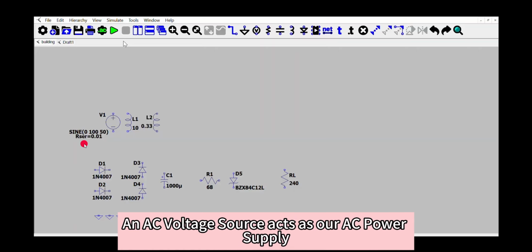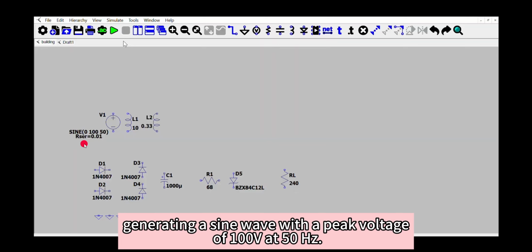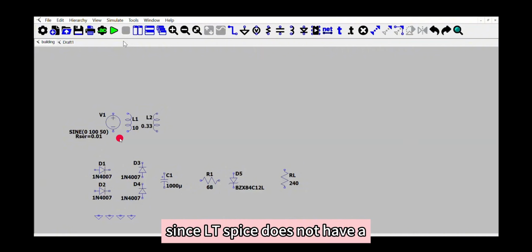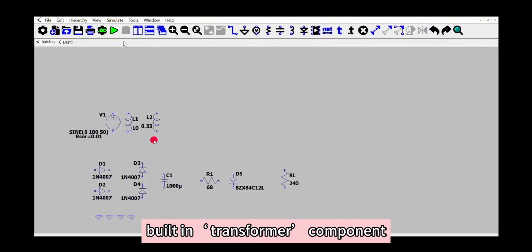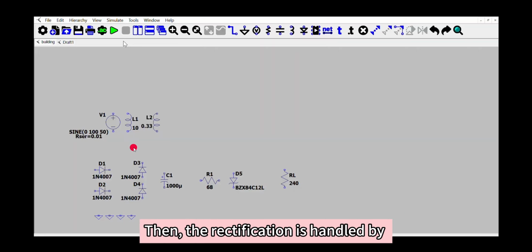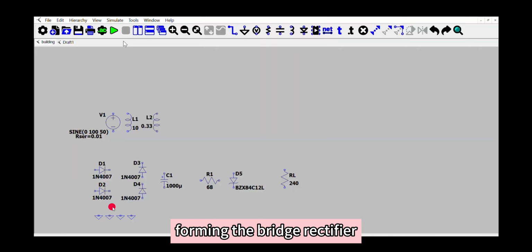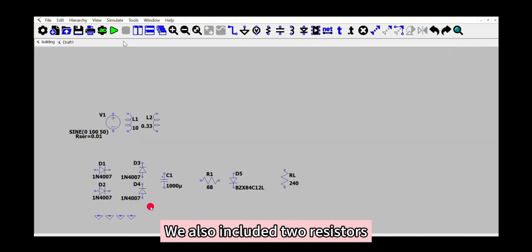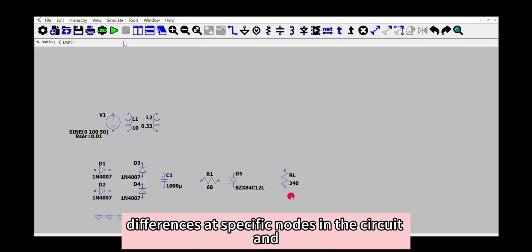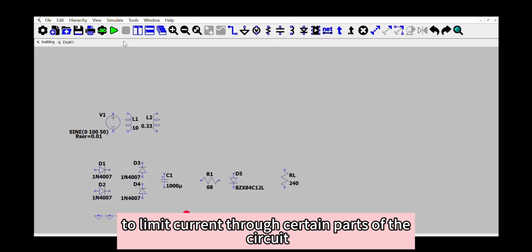An AC voltage source acts as our AC power supply, generating a sine wave with a peak voltage of 100 V at 50 Hz. This voltage source is connected to the step-down transformer. Since LTspice does not have a built-in transformer component, we will model it using two inductors, L1 and L2, with inductance of 10 Henry and 0.33 Henry respectively. Then the rectification is handled by 4 regular silicon diodes with a forward voltage drop of 0.7 V, forming the bridge rectifier. We also included two resistors, R1 and RL, to allow us to measure potential differences at specific nodes in the circuit and also to limit current through certain parts of the circuit.